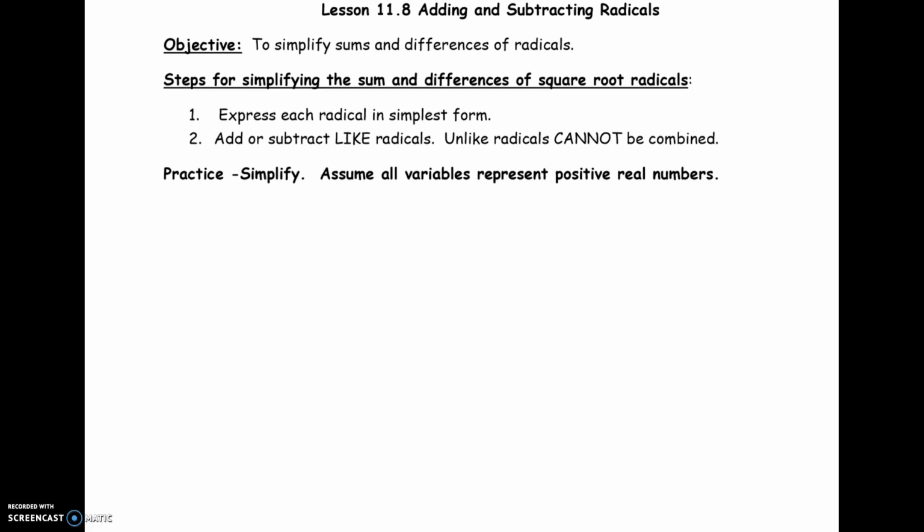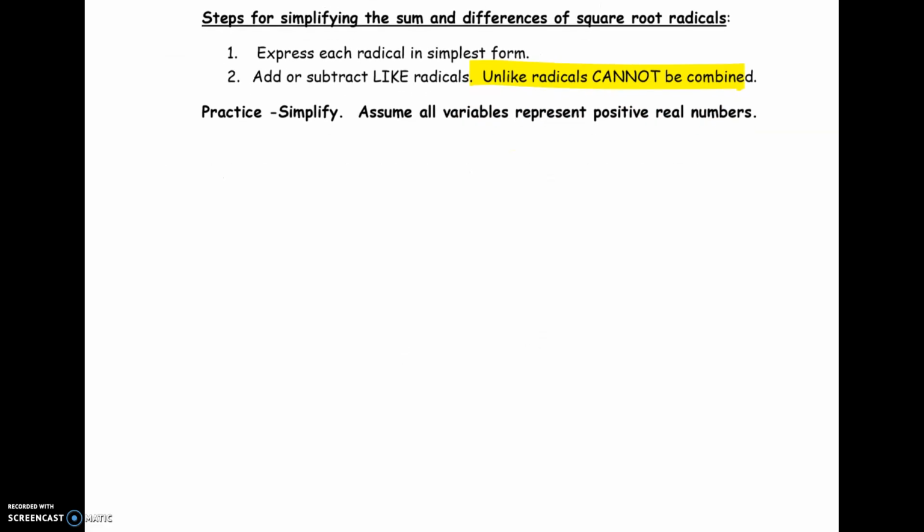It says unlike radicals cannot be combined. So unless they are like, meaning the same root, which they will be because we're only doing square roots, they also have to be the same radicand. Okay, so let's do some practicing. It says simplify. Assume all variables represent positive real numbers. Again, that means you don't have to worry about absolute value symbols if you have any variables.